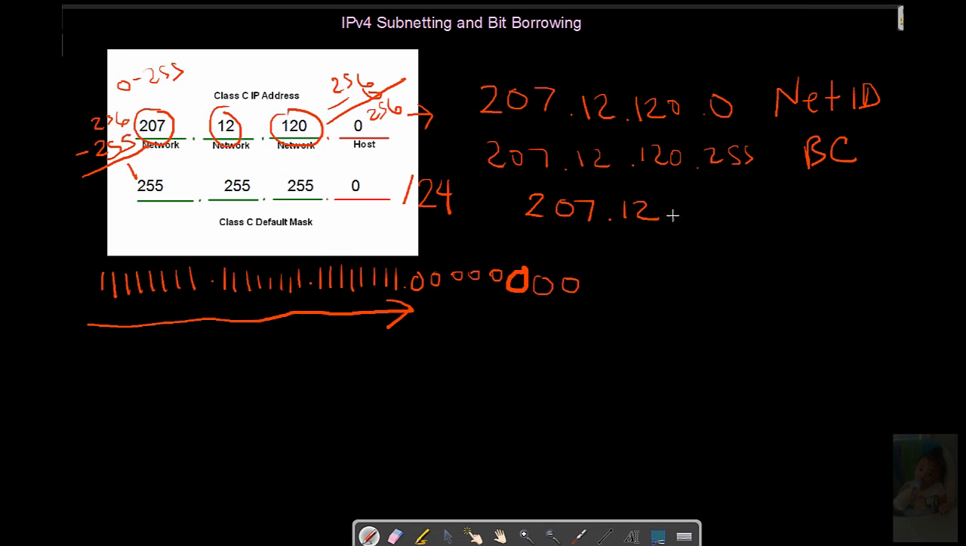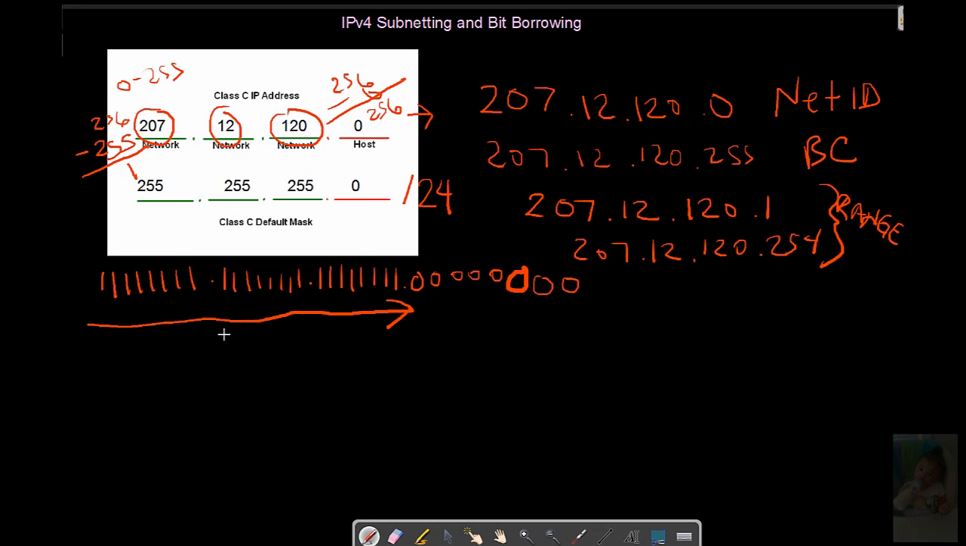Now, 207.12.120.1 all the way through 207.12.120.254, we understand that this is our usable range. This is what we can assign to devices inside our network. Alright?